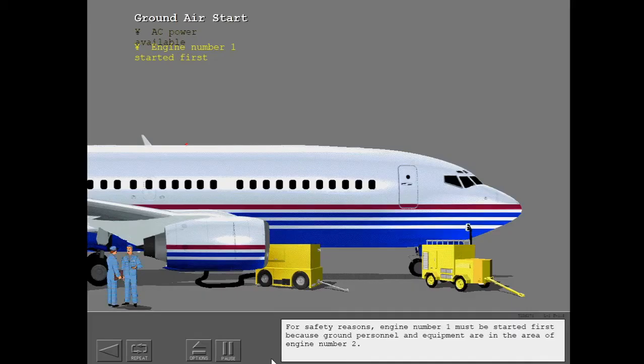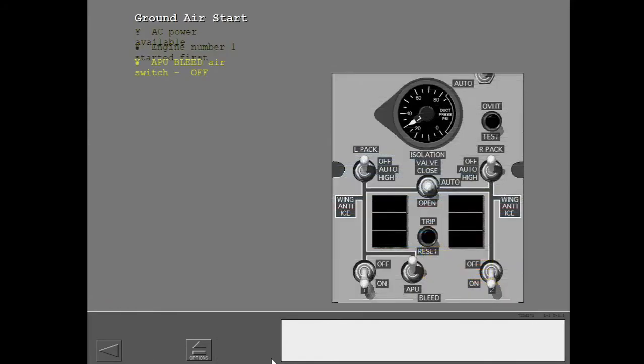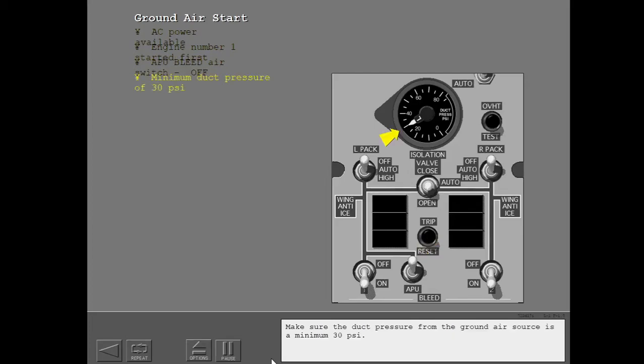For safety reasons, engine number 1 must be started first because ground personnel and equipment are in the area of engine number 2. The APU bleed air switch must be off. This closes the APU bleed air valve and isolates the APU from the high start air pressure. Make sure the duct pressure from the ground air source is a minimum 30 psi.